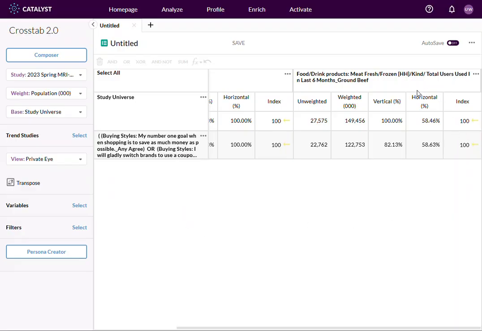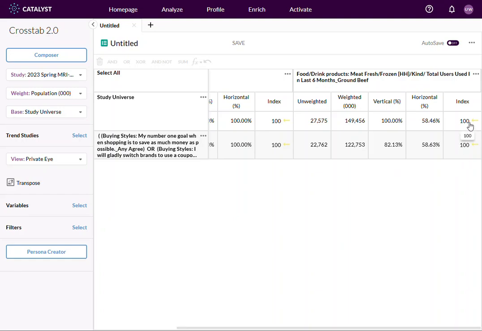And then the horizontal number always tells us about our row because your row is horizontal. So we can say of all the people who agree that they really like to save money, 58.63% of those people bought ground beef in the last 6 months. So we're looking at two different groups, and that's why the numbers are different.